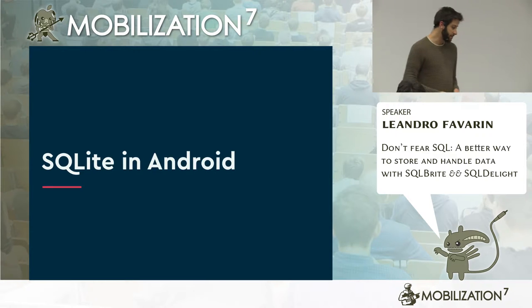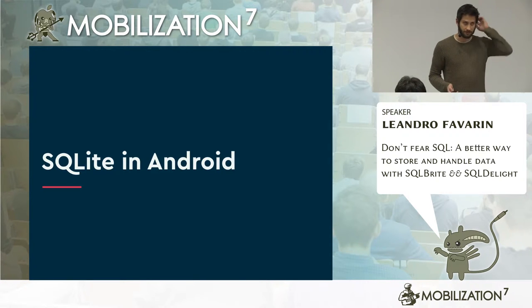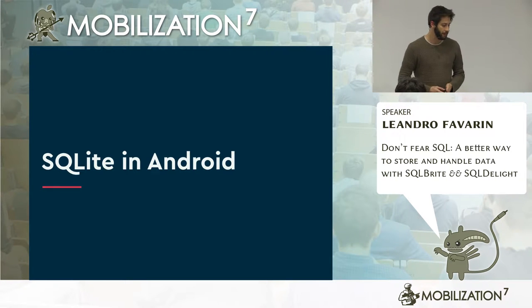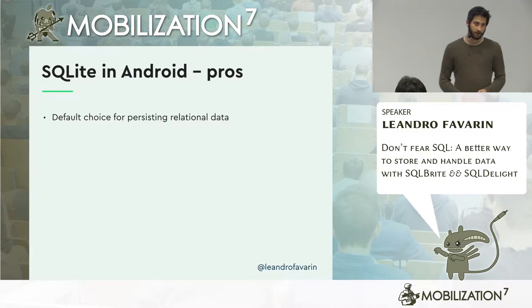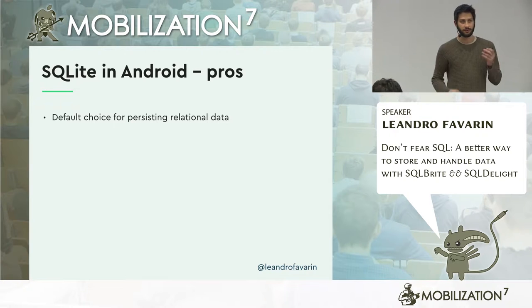So the first one, let's talk about SQLite in Android. Pretty much the same context in iOS, but I'm just going to focus on Android for now. Sometimes the clicker doesn't work. OK. So why does Android come with SQLite in the first place? Well, it's the default structure for us to store data in mobile applications.